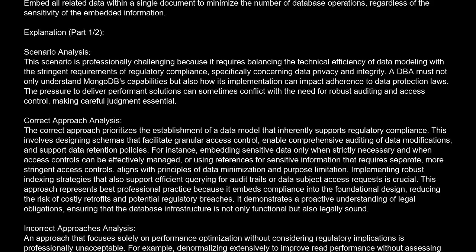The correct answer is A. Embed all related data within a single document to minimize the number of database operations, regardless of the sensitivity of the embedded information. Explanation. Scenario analysis.